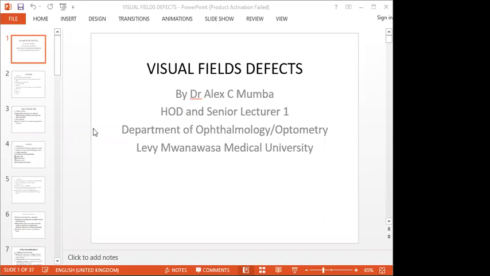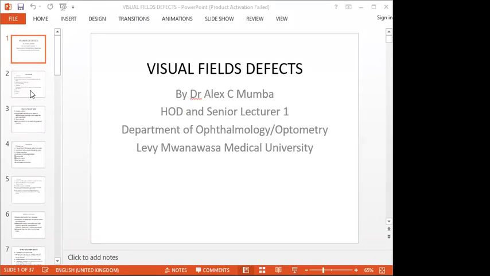Ladies and gentlemen, that's how the fibers move from the eye right up to the brain and the appreciation of the vision. Now let's look at the visual field defects. When there is a defect, when we say visual field defects, there will be an area a patient can't see. We want to know where is the actual lesion in the visual pathway.